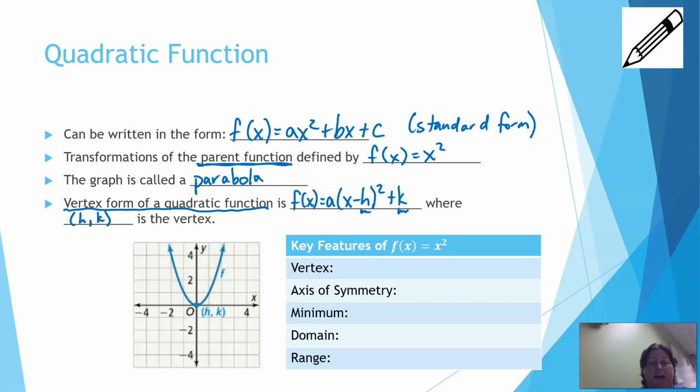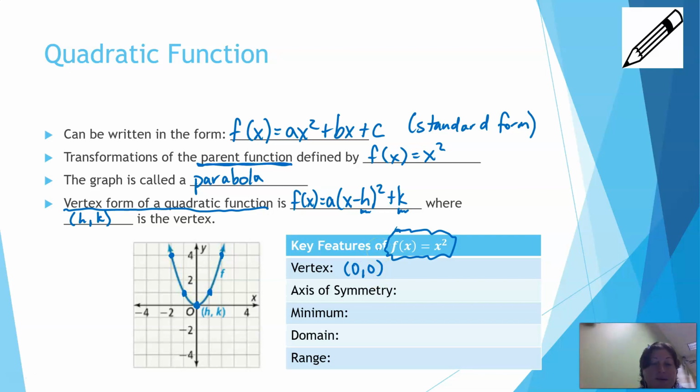Okay, so before we move ahead, let's look at that parent function. Again, we're focusing on the graph f of x equals x squared, because as we do transformations, we're always transforming that graph, that parent function for our quadratic. So here it is. Again, we said it's got a point at 0, 0. It's got a point at 1, 1, and 2, 4. Therefore, it has a point at negative 1, 1, and negative 2, 4. The vertex is that point where it changes directions, and it would be 0, 0.